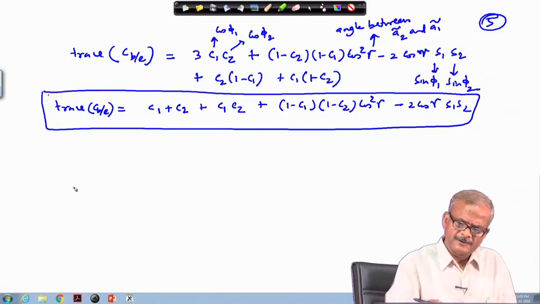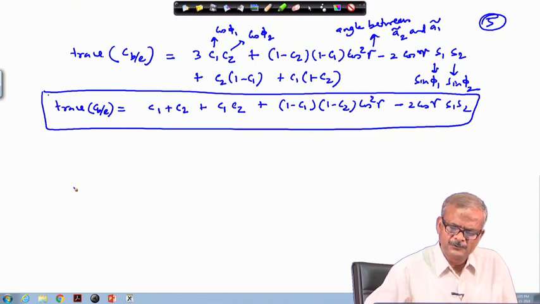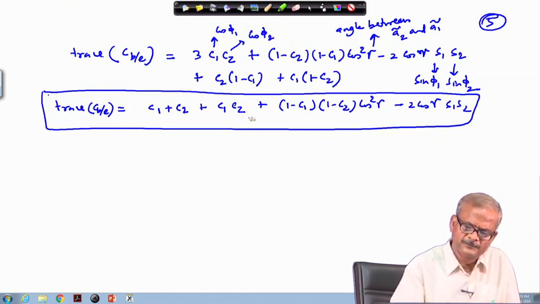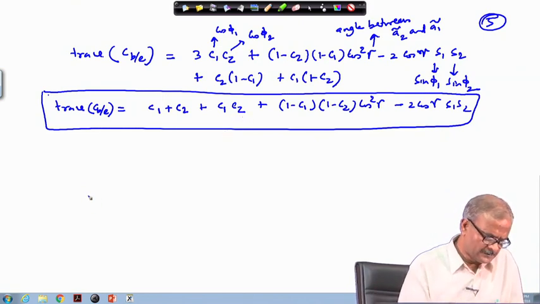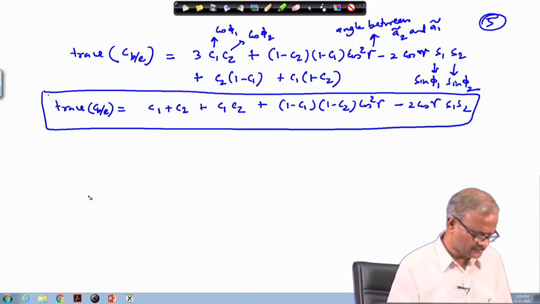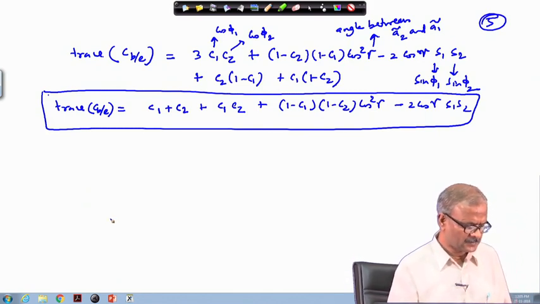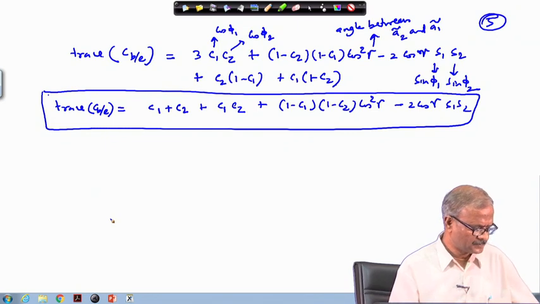Where a number of identities need to be used to prove this final form, and it is very strenuous. So, we are avoiding this and we will take it up as a tutorial problem rather than doing it as a lecture problem. Okay.